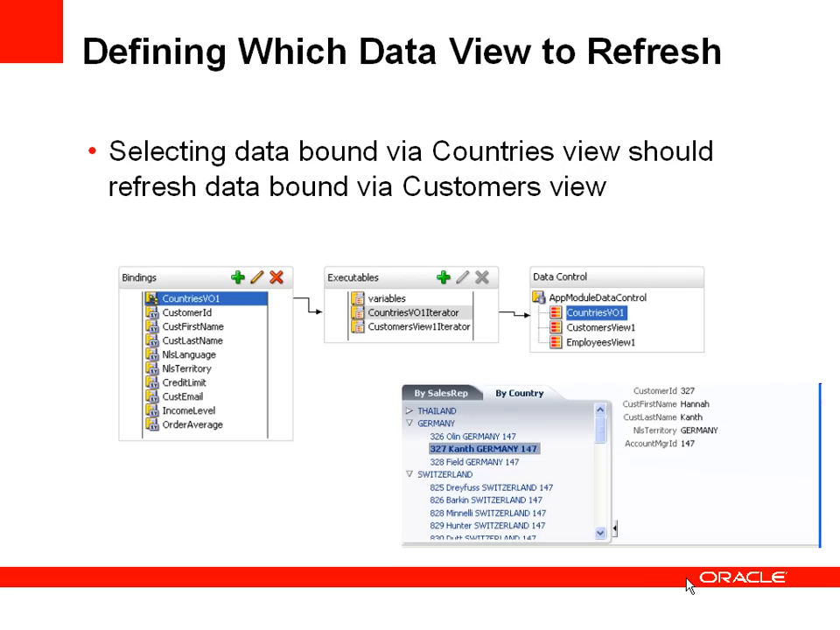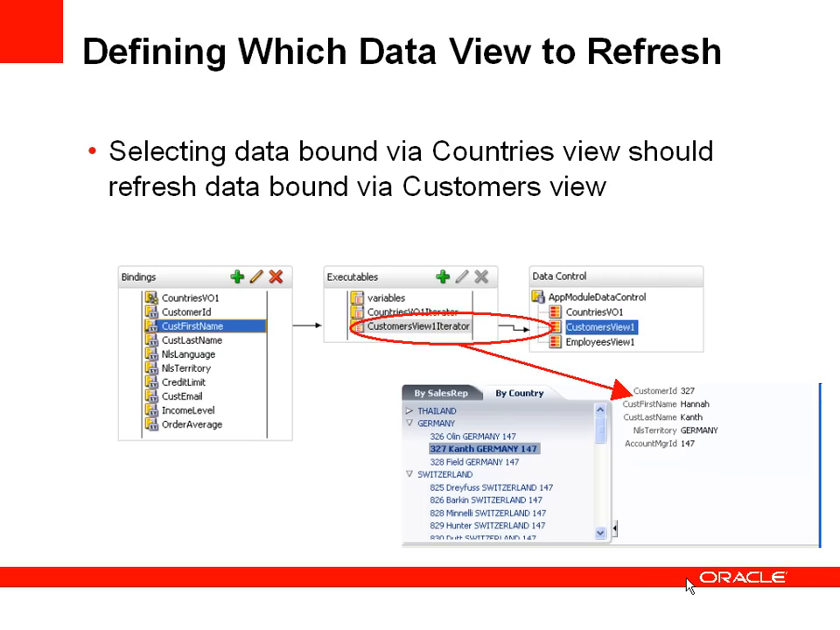So let's look at what we're going to do behind the scenes here. What will happen is that when a country is selected and a particular customer in that country is selected, we want to force the iterator that's associated with the customer's view to be refreshed. So how do we do this?